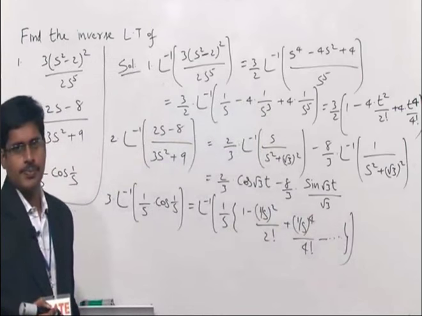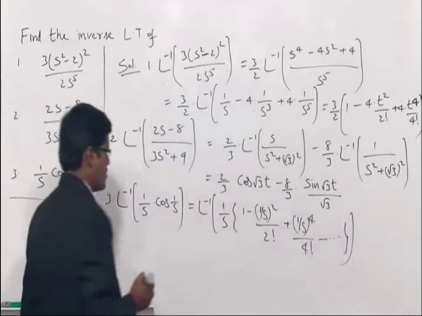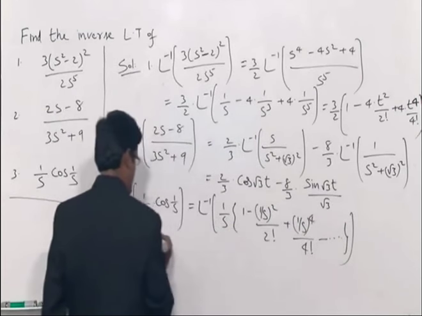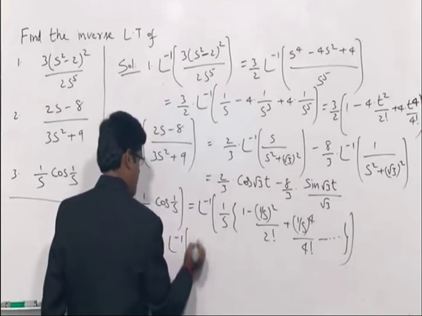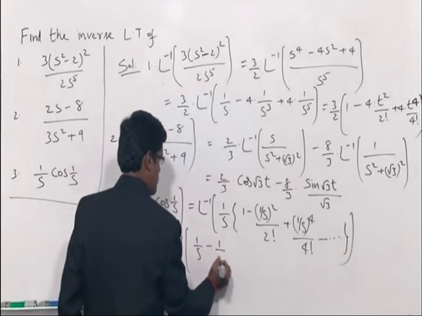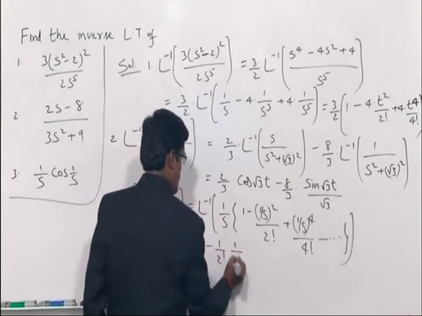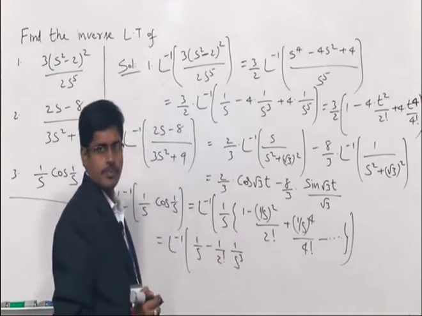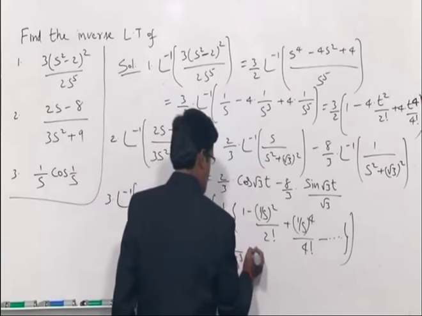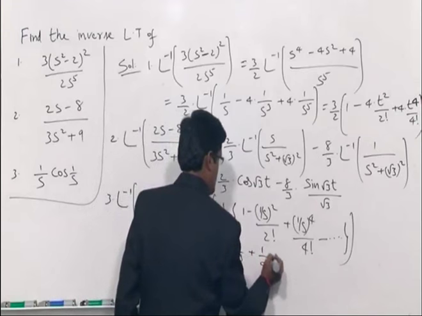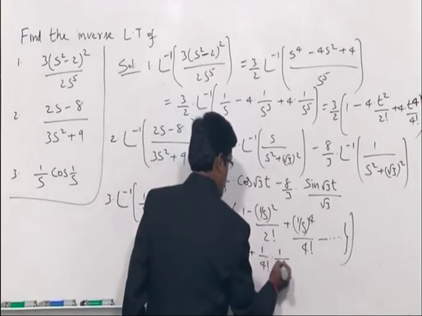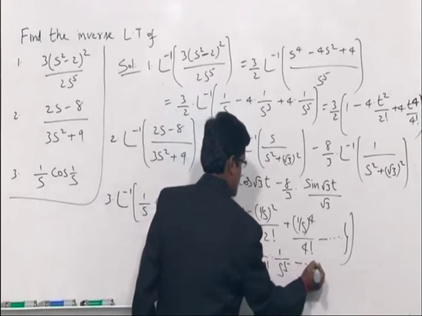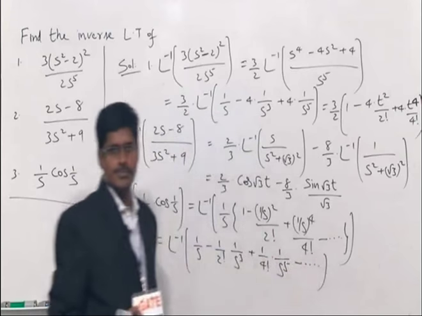That is the procedure. Okay. Now multiply that 1 by s to the inside terms and separate. L inverse: first term is 1 by s minus 1 by 2 factorial times 1 over s cube plus 1 over 4 factorial into 1 over s power 5 minus so on.